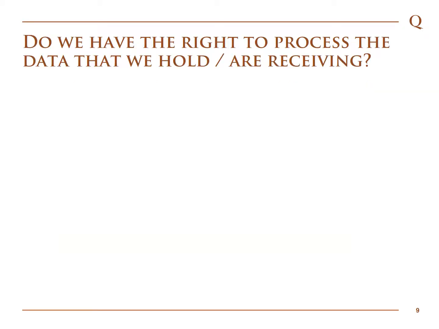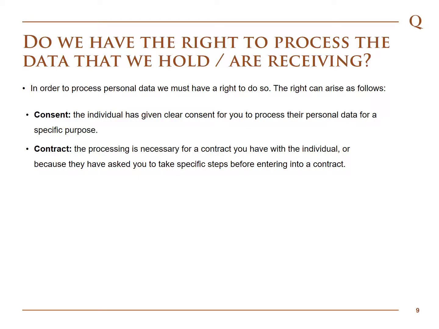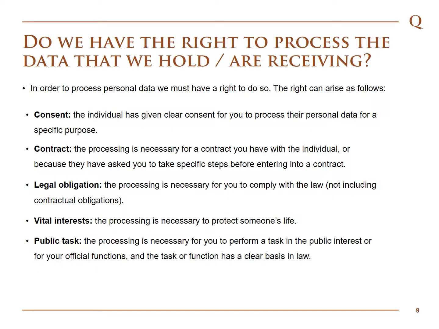So do we have the right to process the data that we hold or are receiving? In order to process personal data, we must have a right to do so, and the right can arise as follows. Consent. The individual has given clear consent for you to process their personal data for a specific purpose. Contract. The processing is necessary for a contract you have with the individual or because they have asked you to take specific steps before entering into a contract. Legal obligation. The processing is necessary for you to comply with the law. Vital interests. The processing is necessary to protect someone's life.